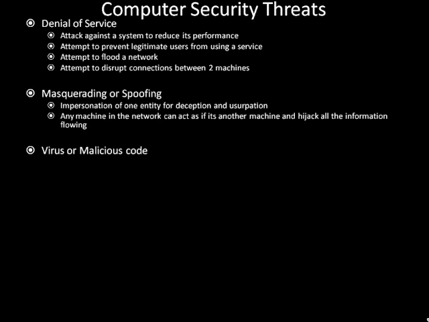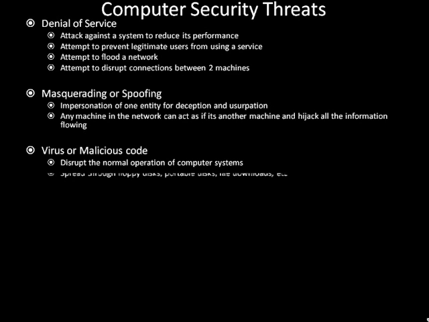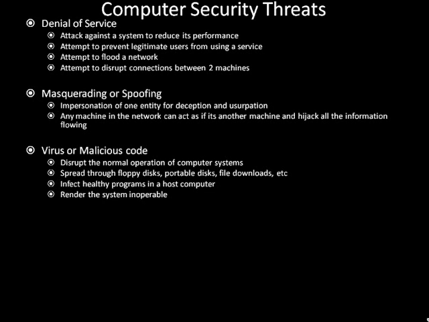Malicious codes are mischievous programs, the purpose of which is to disrupt the normal operation of computer systems. They spread by infecting other computers in many ways, through floppy or portable disks, emails, and file downloads. Viruses infect healthy programs in a host computer, and then spread to other healthy hosts, infecting them as well. Computer viruses may simply cause a harmless message to appear on your screen occasionally, or may render your system inoperable.